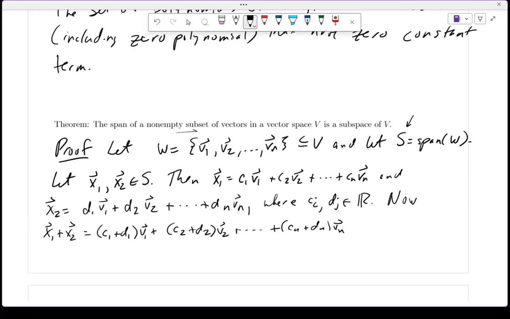Is this a linear combination of the vectors from W? Yeah, this is a linear combination, so this is back in W, or not back in W, it's in S. So S is closed under addition.